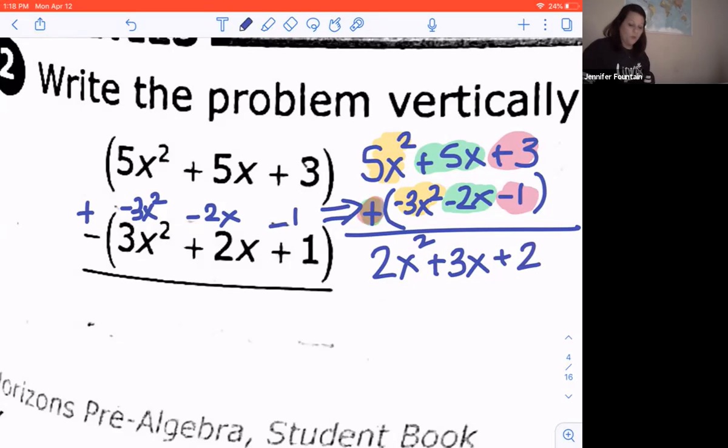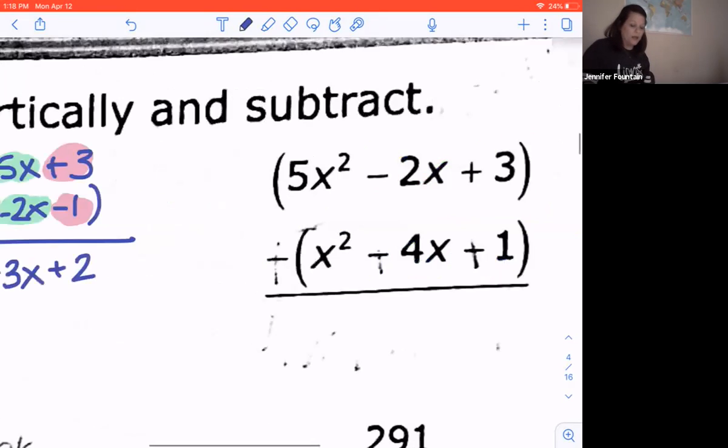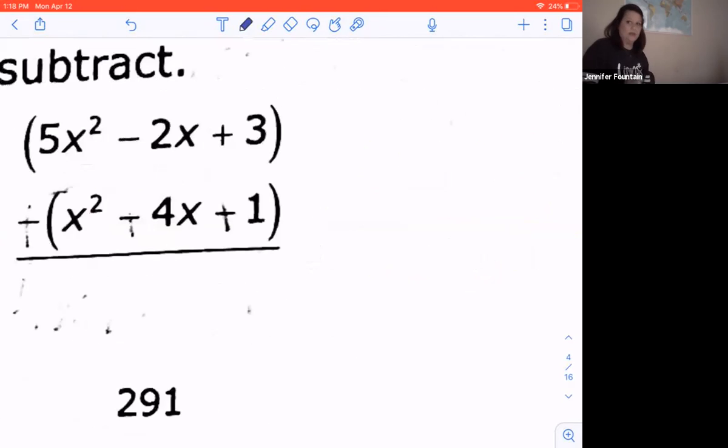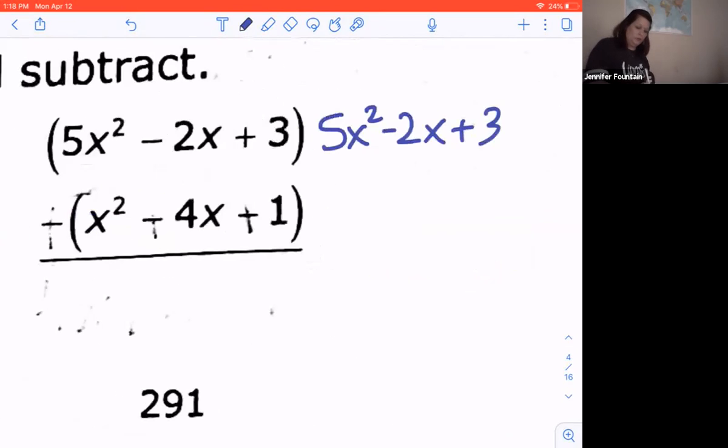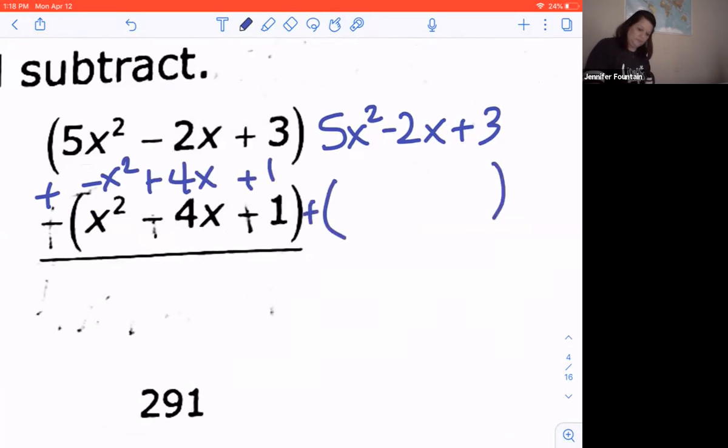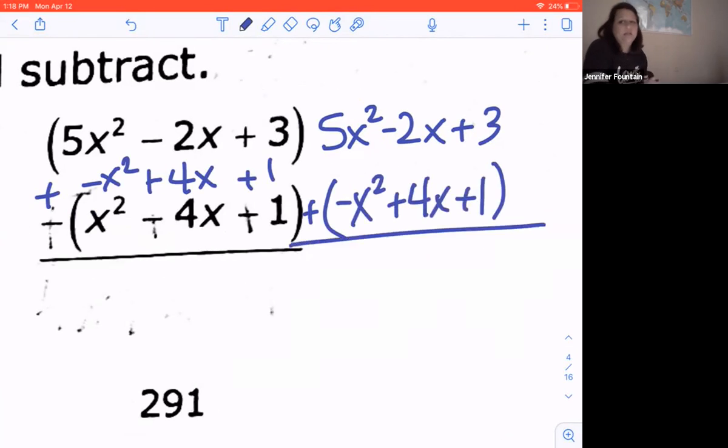So now for the middle one, I want you to go ahead and rewrite your problem and solve. So keep 5x squared minus 2x plus 3 will stay the same. We're going to change this to plus minus x squared plus 4x plus 1. And I want you to go ahead and solve that one.